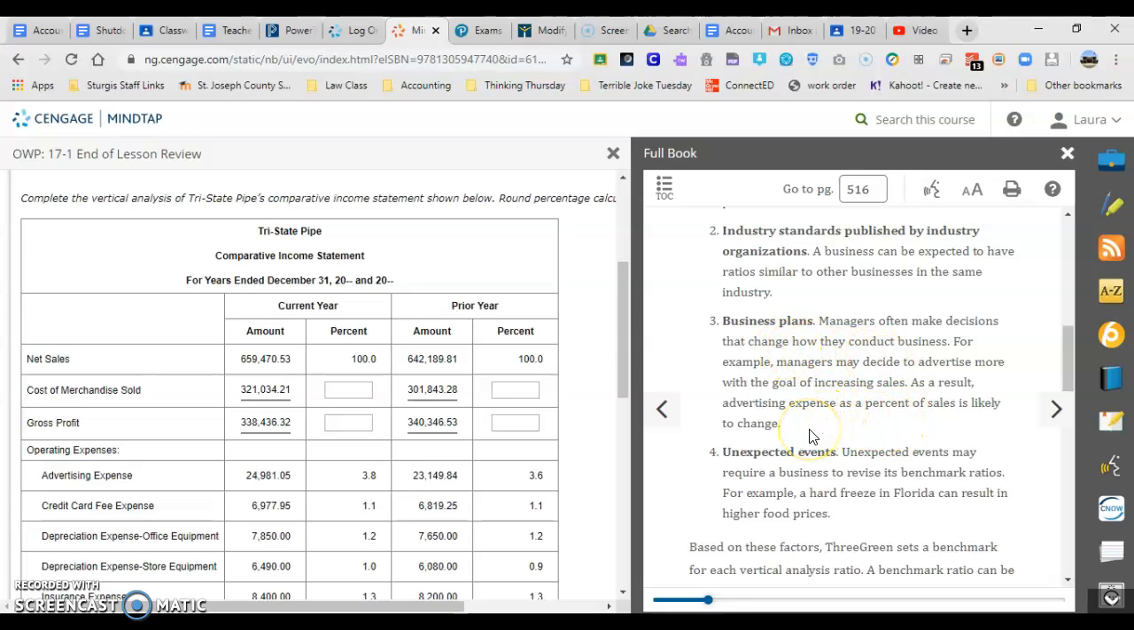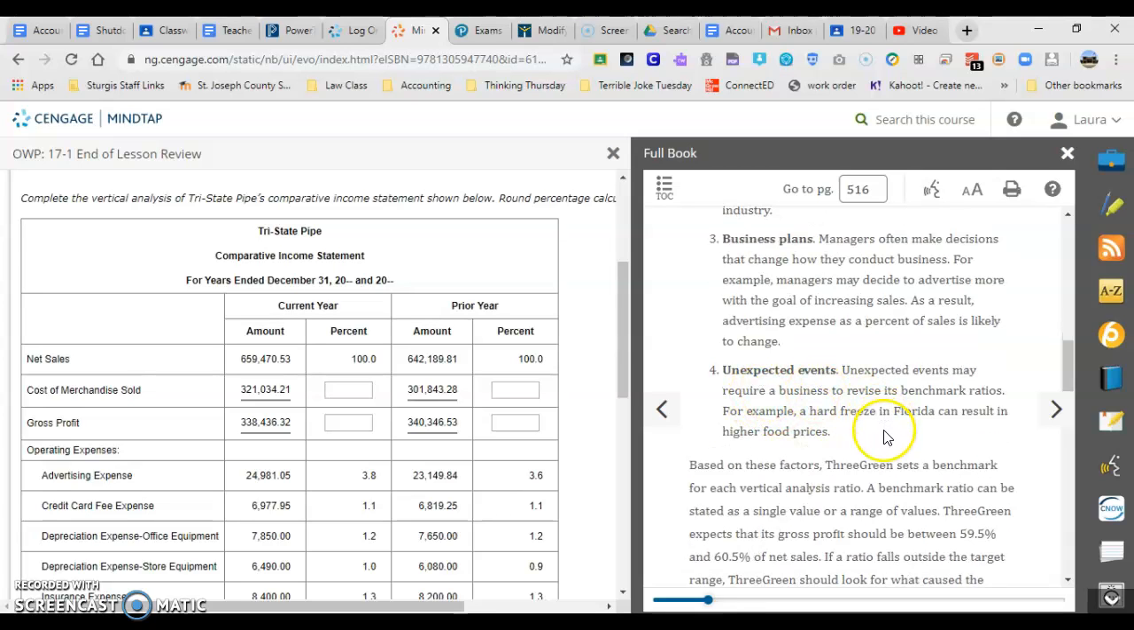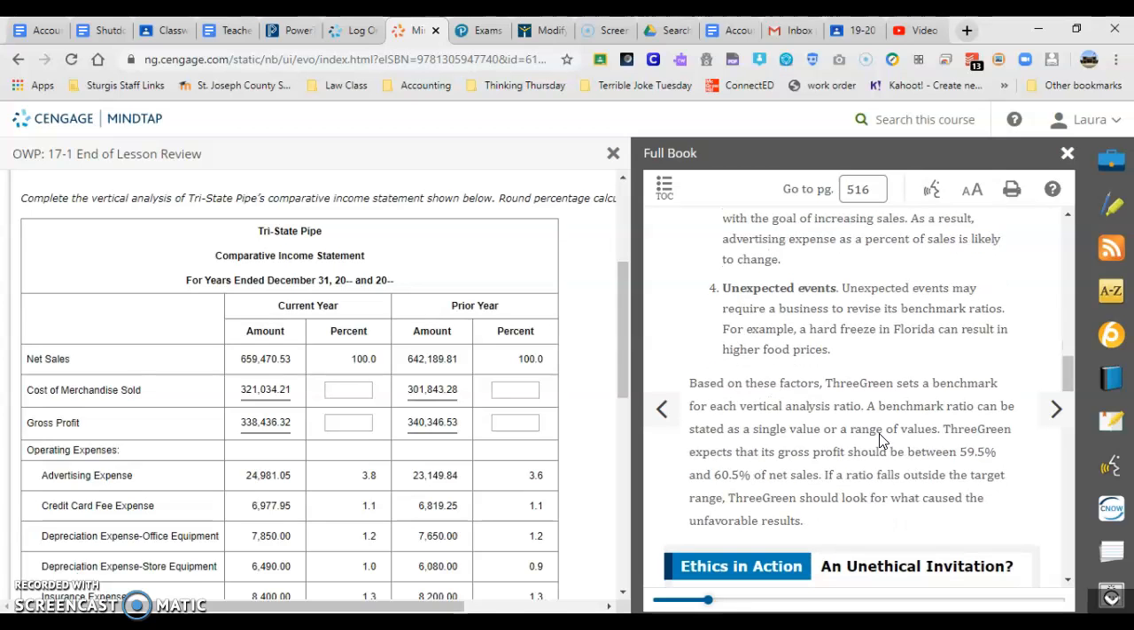Managers often make decisions based on their business plans. They might decide to advertise more with the goal of increasing their sales. So you want to make sure that if you increase your advertising, your percentage of sales increases, and is it increased as much as your sales have. Unexpected events may require a business to revise its benchmark ratios. Especially with what's going on in our country and other countries with the coronavirus, things might change for businesses as far as unexpected events and factors.